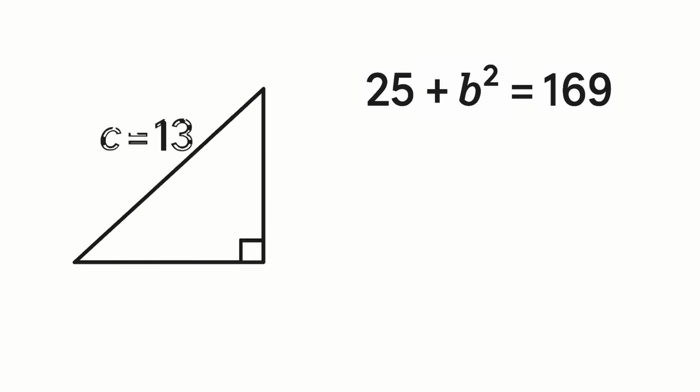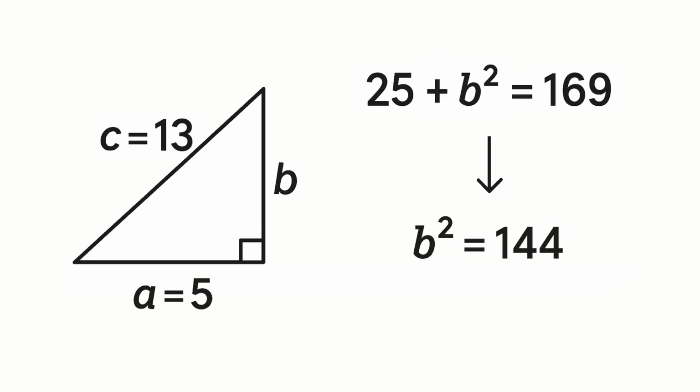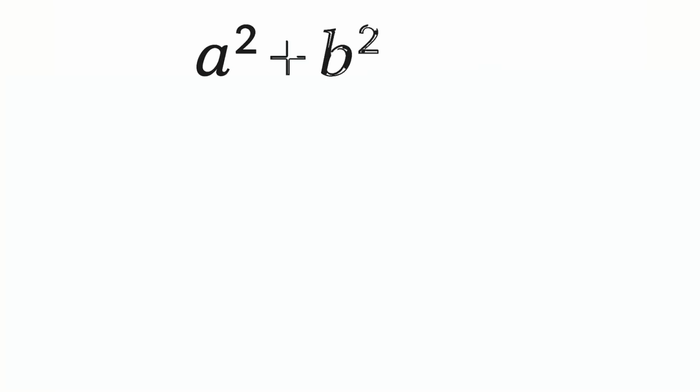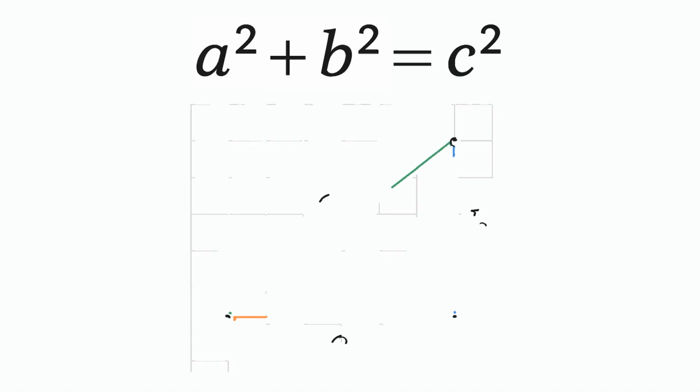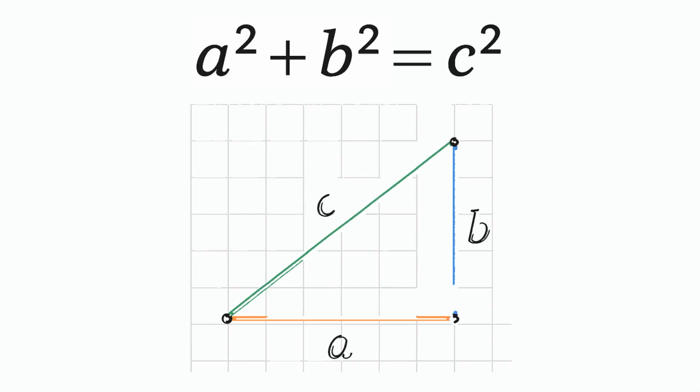The theorem also helps in geometry. Plot 2 points on a grid and draw a right triangle between them. The horizontal and vertical distances are the legs. Using a squared plus b squared equals c squared gives you the straight line distance.